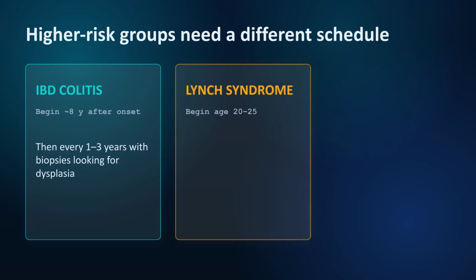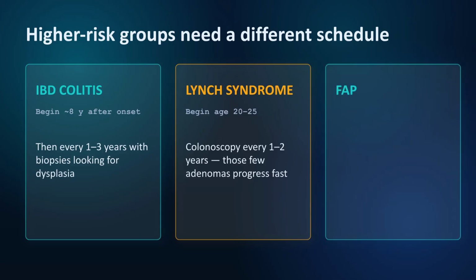In Lynch syndrome, colonoscopy begins in the early 20s and repeats every 1 to 2 years, because those few adenomas progress so quickly that a longer interval is unsafe. In familial adenomatous polyposis, endoscopic surveillance begins in early adolescence and repeats yearly, with colectomy planned rather than avoided. All 3 of these patients belong with a gastroenterologist.